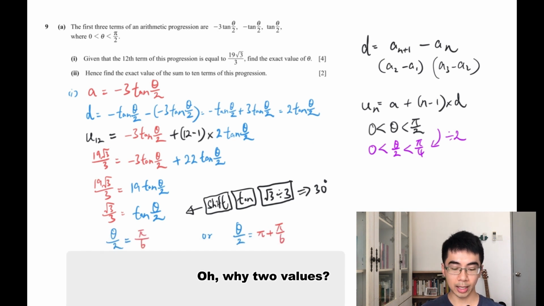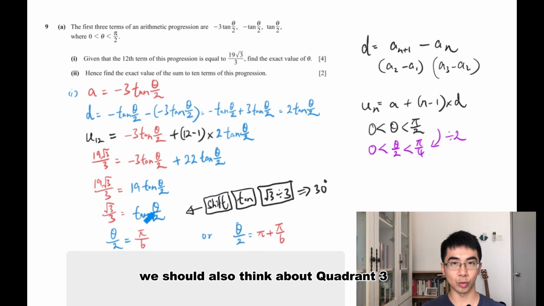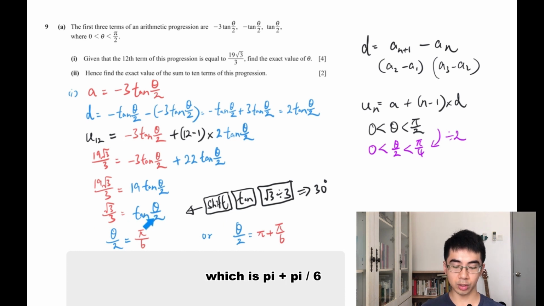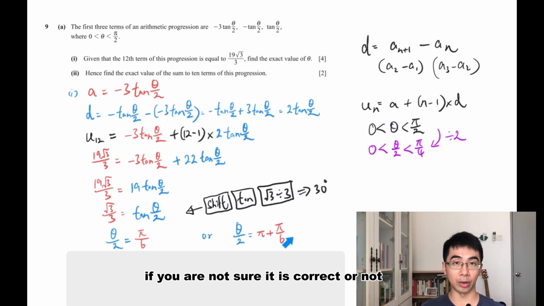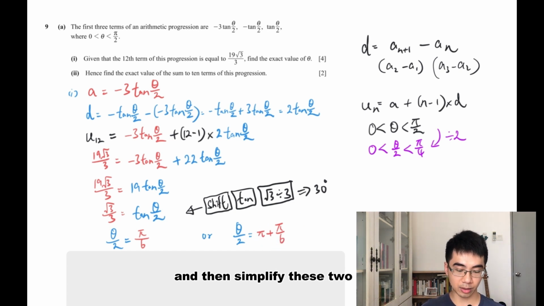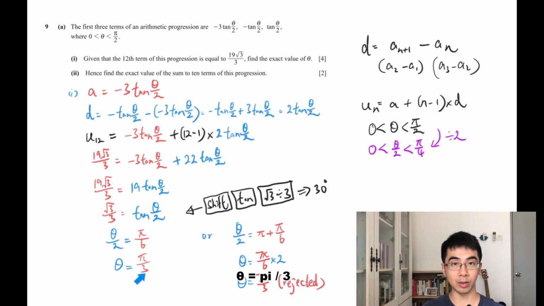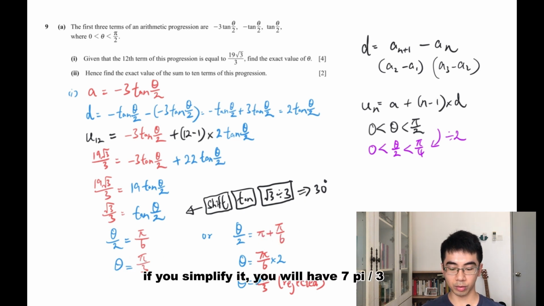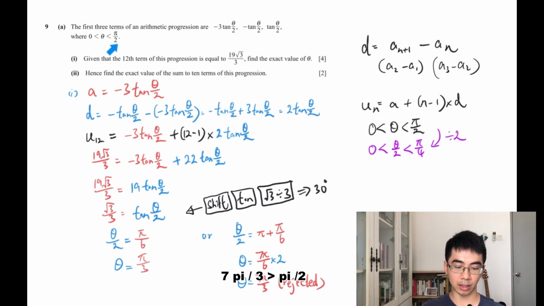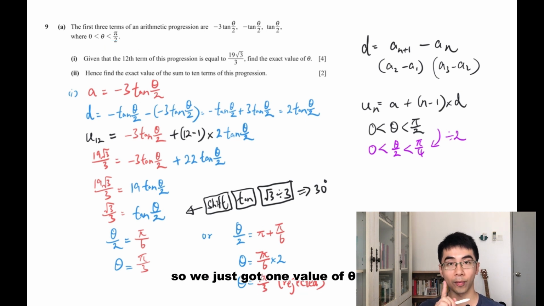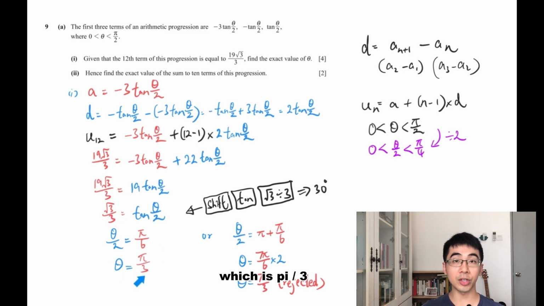Why 2 values? Positive tangent, I will also think about the quadrant 3, which is pi plus pi over 6. If you are not sure if it is correct or not, just write it down first and then simplify these 2. But for the final answer, you need to check. The theta is pi over 3, one answer. And the other one, if you simplify it, you will have 7 pi over 3. But 7 pi over 3 is larger than pi over 2, so it is rejected. So we just got one value of theta, which is pi over 3.